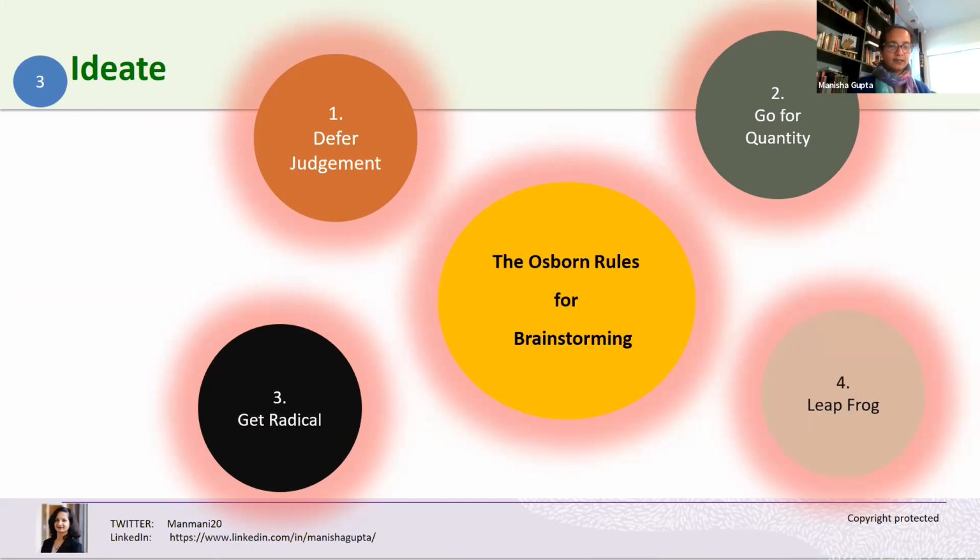The third is radical. Radical is good. When I'm managing my customers, I don't want to be radical because I don't want to disturb those customers. But when I'm ideating, it's a thought on a piece of paper. Go as crazy as you want, because you can always come back and converge. And the fourth is leapfrog.